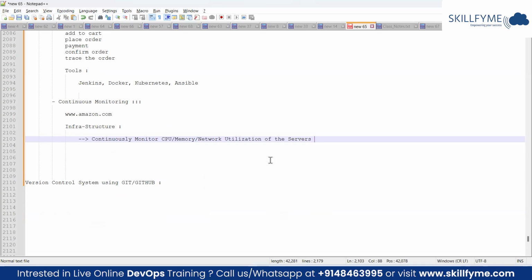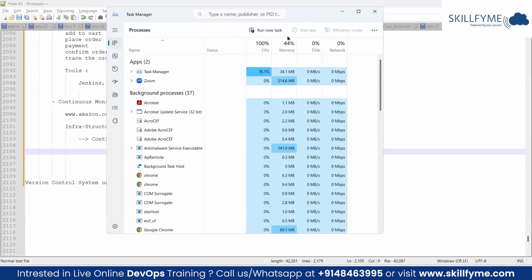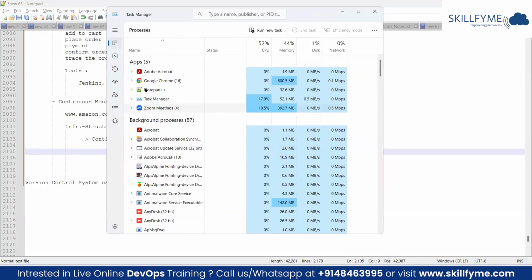Why? Because let's say I'm using my local machine. This is my local desktop or laptop I'm using. If I go to the task manager of this machine, you can see there are a lot of tasks up and running. I can see some front-end applications and back-end application processes running. Each and every application and process consumes some resource. You can see overall it is consuming on an average 40% CPU, and memory is around 44% RAM.